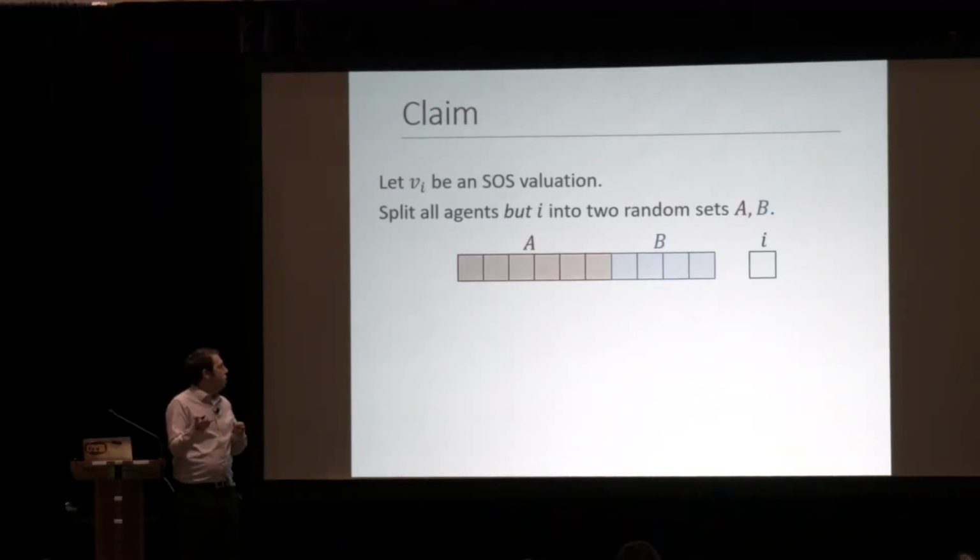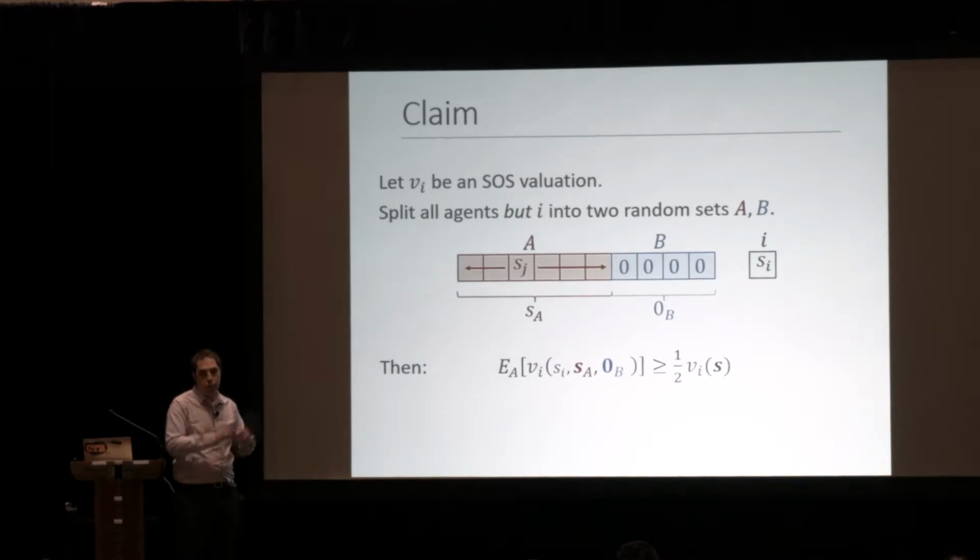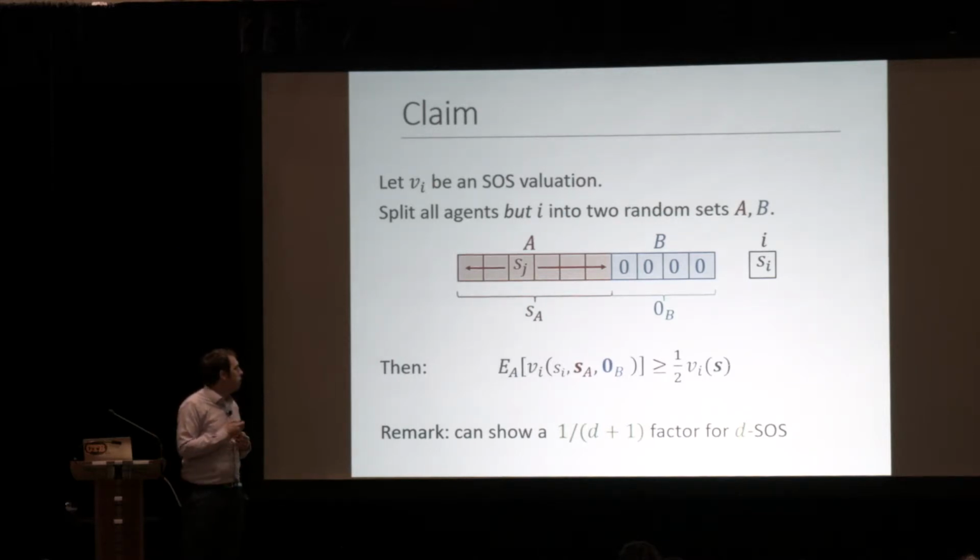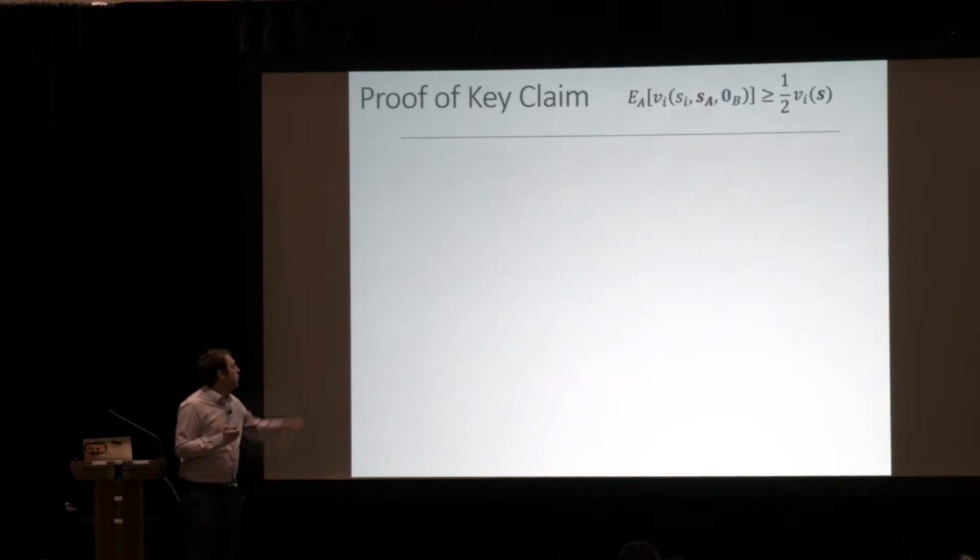So if we have a bidder i, and we take his signal and split all the other bidders randomly into two sets A and B, and we take the signals of A and zero out the signals of B, I want to claim this gives you half of his real value with all the signals. So this is what we want to claim. And we can extend this claim to get a d+1 factor for d submodular functions. Okay. So again, what we want to claim is that the random half of the bidders gives half of the value. So let's look at two events.